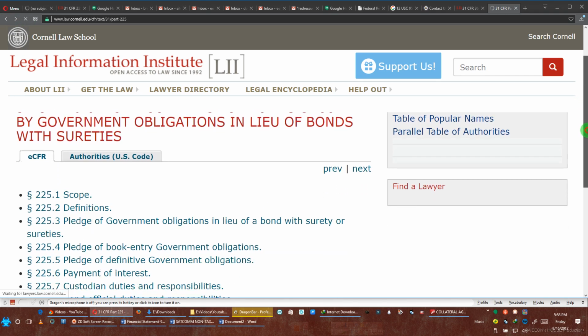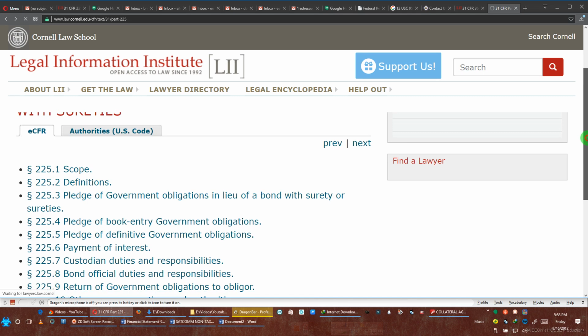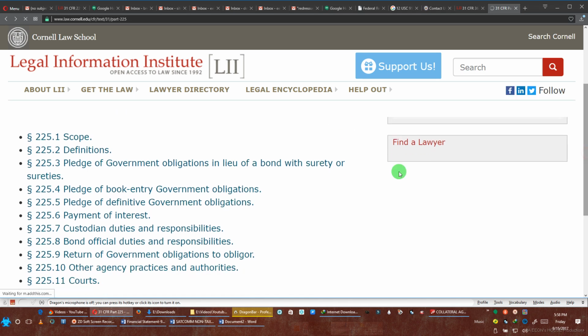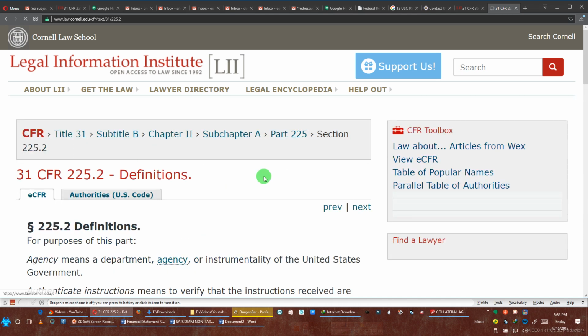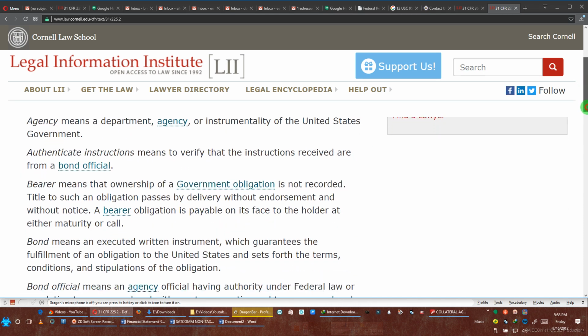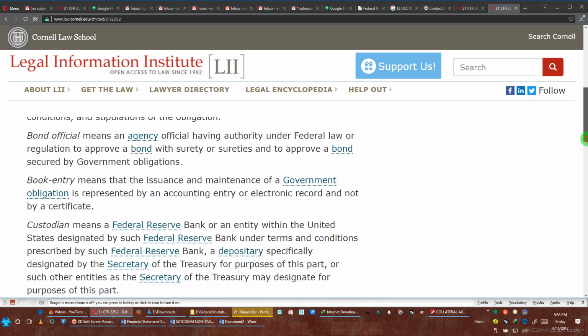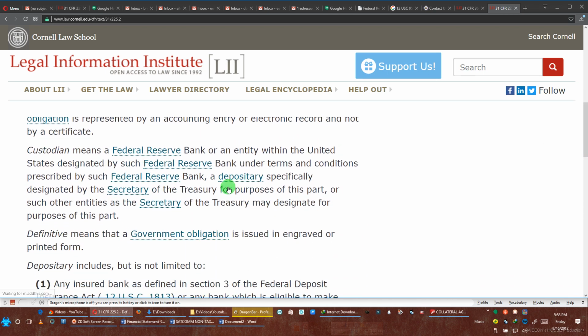I think we might be looking at not number 7. I think we might be looking at definitions. I think this is the part where it talks about the custodian. So this is 225.2. We're going to go to not bond. Don't care about book entries. We care about custodian. This is the definition for custodian. Custodian means the Federal Reserve Bank, an entity of the United States, or a designated Federal Reserve Bank.